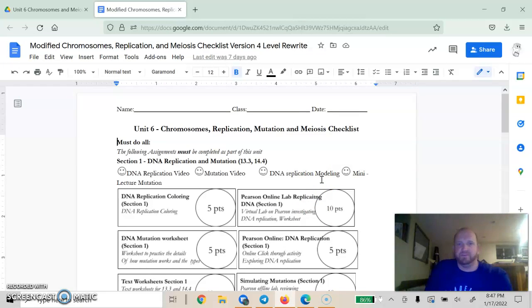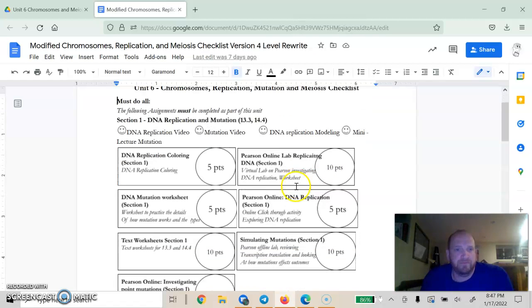Unit 6 is chromosomes, which are the structures that are your DNA. Replication, which is how your DNA makes copies of itself. Mutation, which is how changes happen in your DNA at random. And then also meiosis. We're going to talk about cell division purely for sexual reproduction. So the first section is going to be DNA replication and mutation. So this is chapters 13.3 and 14.4.